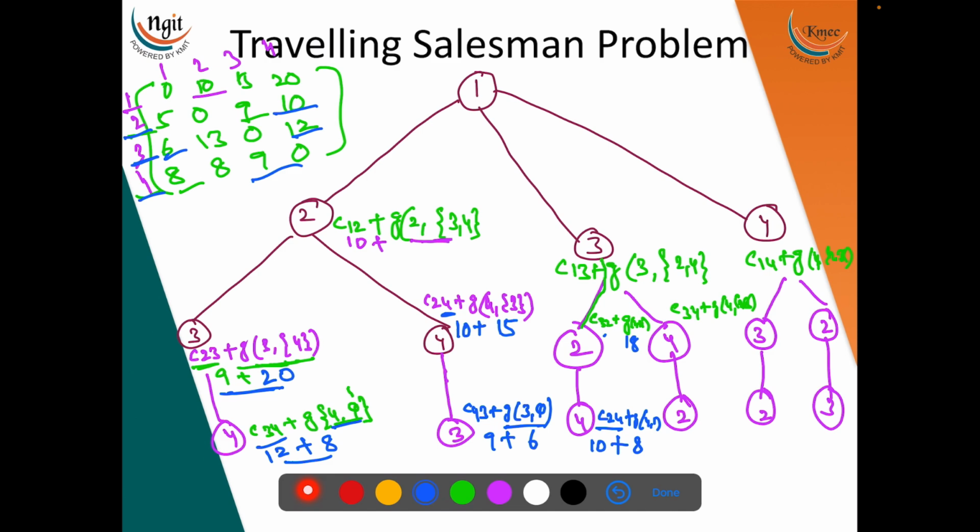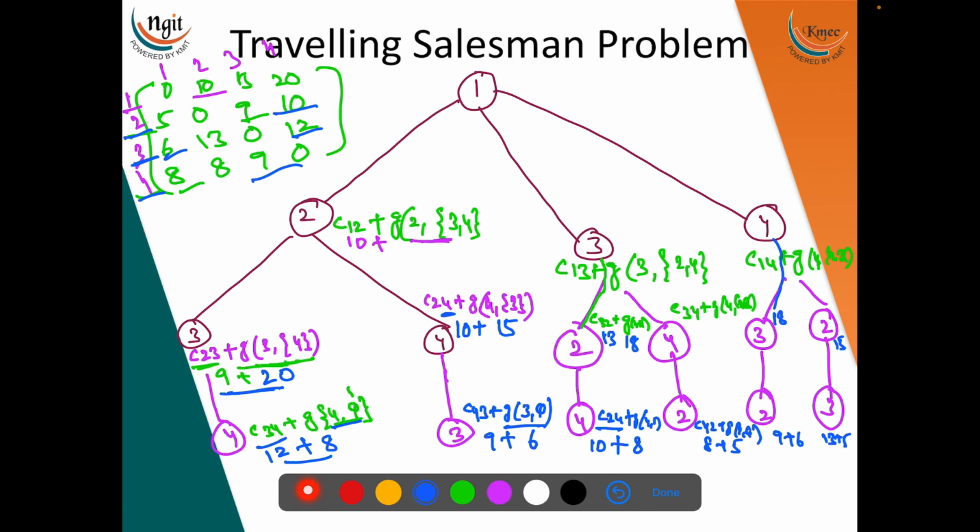So you know already the C32 value. C32 value is what? 13. And again come here. So here this value is what? C42 plus G(2, pi). Now this value is what? 8 plus 5. And this value is what? 9 plus 6. And this value is 13 plus 5. So we'll send up the cost of the 4 3 vertex and the cost of the 4 2 vertex. And this is 18, and this is 15.